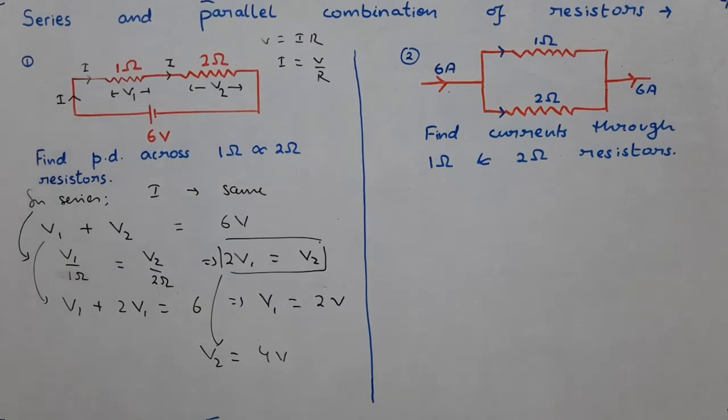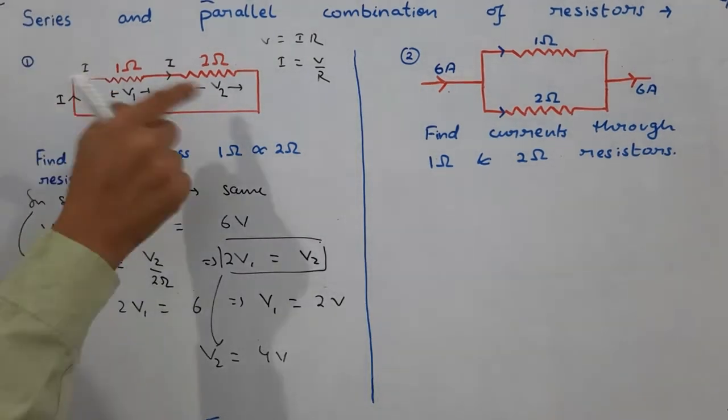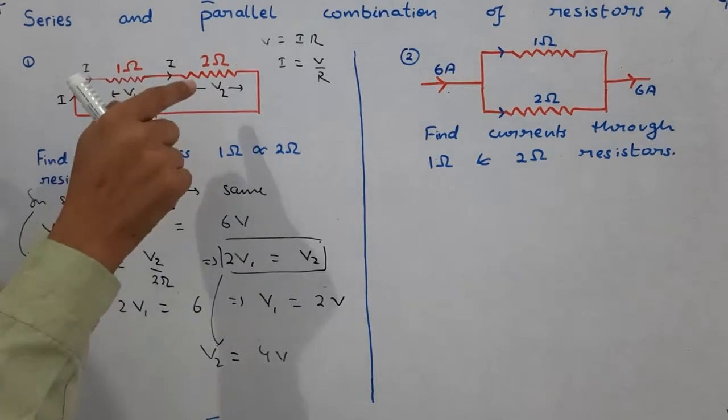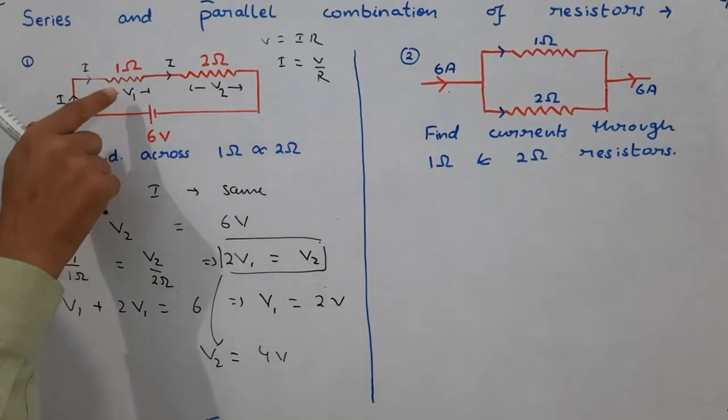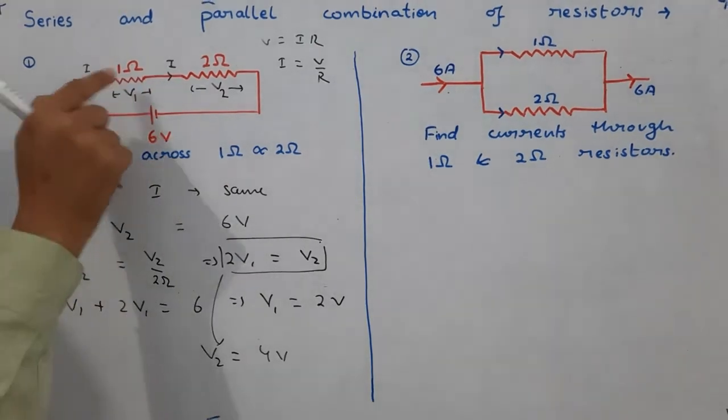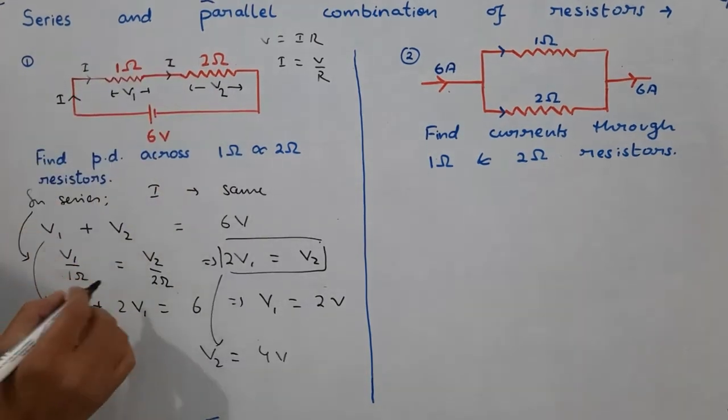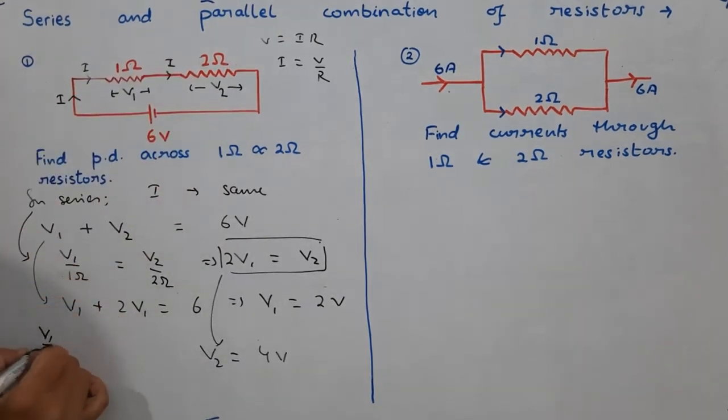You can also arrive at this equation directly by using some calculations in your mind. See, in series, the current remains same. So this ratio V1 by 1 is equal to V2 by 2. So this implies I can write V1 upon V2 is equal to how much? 1 is to 2. If you take V1 as x, V2 will be 2x.